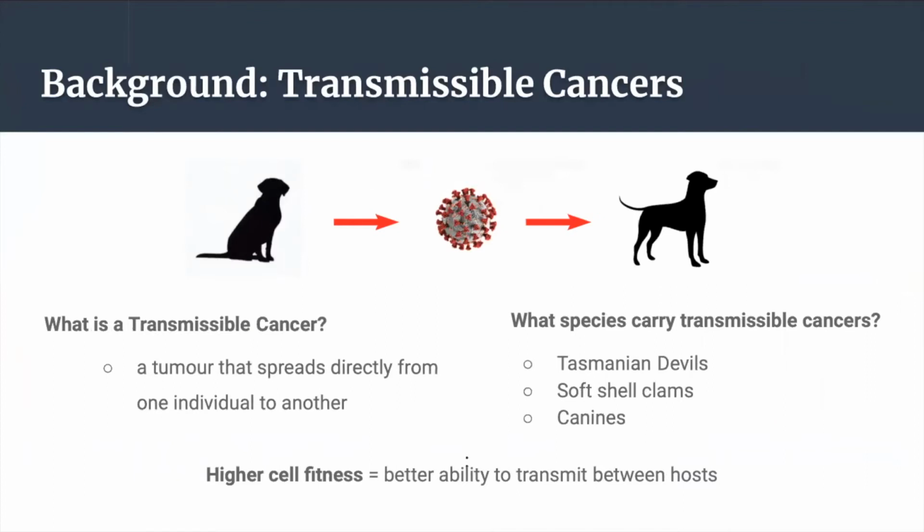A transmissible cancer is a tumor that spreads directly from one individual to another by the transfer of cells between them. Species that may carry transmissible cancers include Tasmanian devils, soft-shell clams, and canines. Transmissible cancers are clonal, meaning that the cells originally came from the mitotic division of one somatic cell. The fitness of these cells is defined by the ability to be transmitted between hosts.